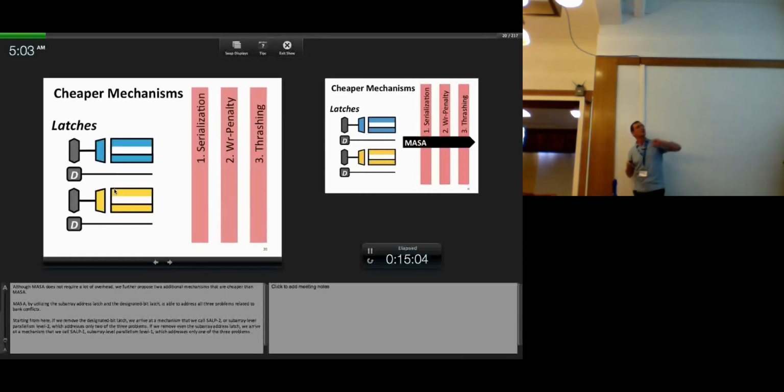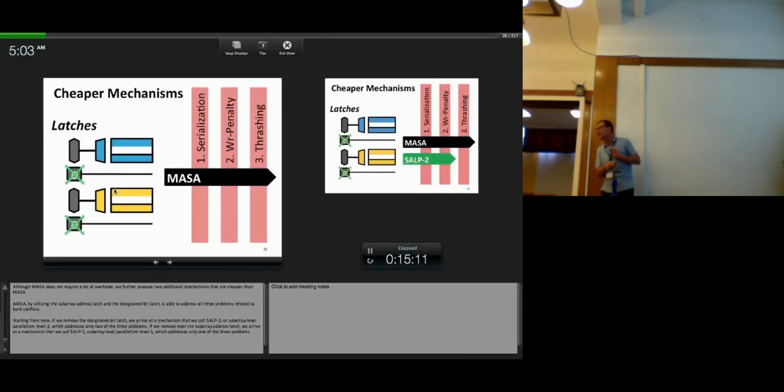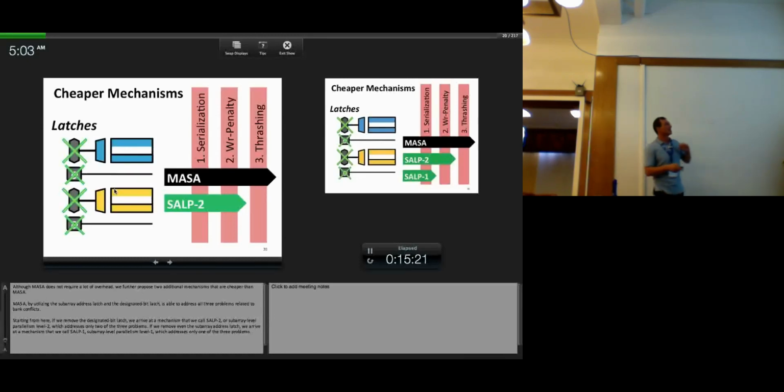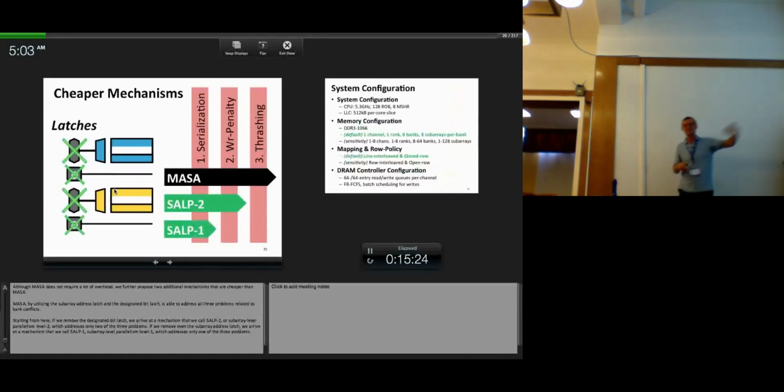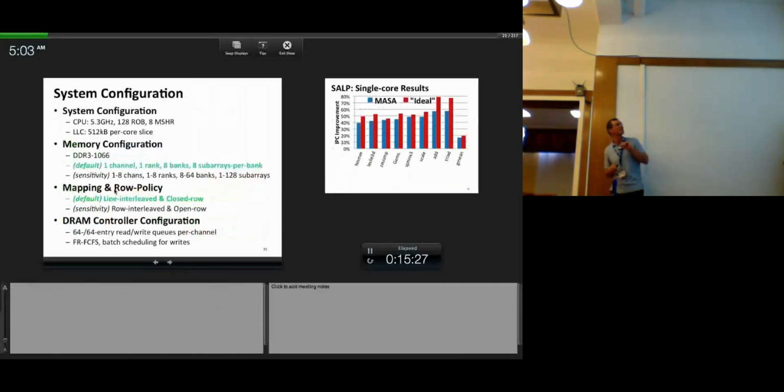Okay, there are actually cheaper mechanisms. You can take a look at the paper. You don't have to implement this in a full-blown way, which covers these 3 different penalties that I discussed. You can actually have cheaper mechanisms that get rid of the designated bit latch. This way, you cannot keep multiple row buffers activated, but you get some of the benefit of this. You can actually have no overhead and try to do something in DRAM, which is discussed in the paper, but you can look at it. You get some benefit of this.